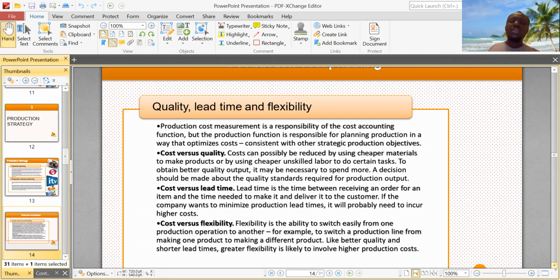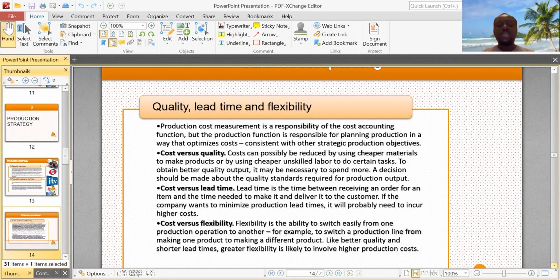So you see how these decisions impact costs. If you want to increase quality, cost will go up. If you want to decrease quality, cost will go down. If you want to increase lead time, your cost will go down. If you want to decrease lead time, your cost will go up. You have to incur more costs.